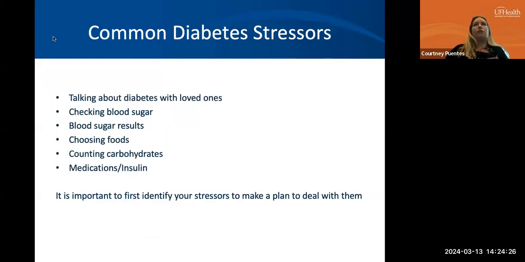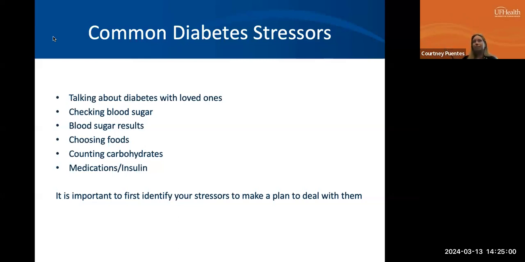Common stressors for people with diabetes: talking about diabetes with loved ones. This is a big one. I've observed it many times in sessions, and at family events. One of the most common stressors is family stressing out the individual with diabetes. Diabetes can also be very isolating because they might be the only person in their family who has diabetes, so they're constantly feeling judged about what they're putting in their mouth or snacking. So just be mindful of those conversations.